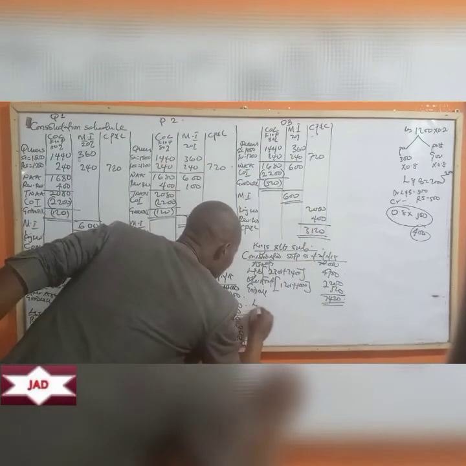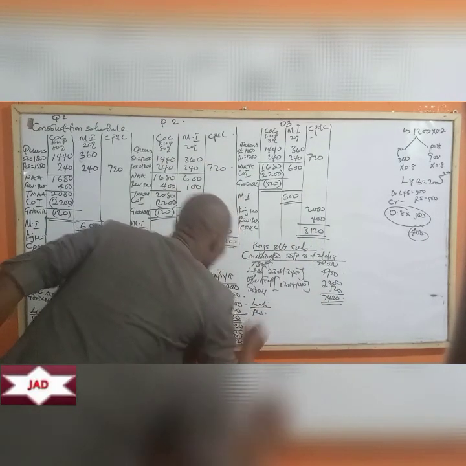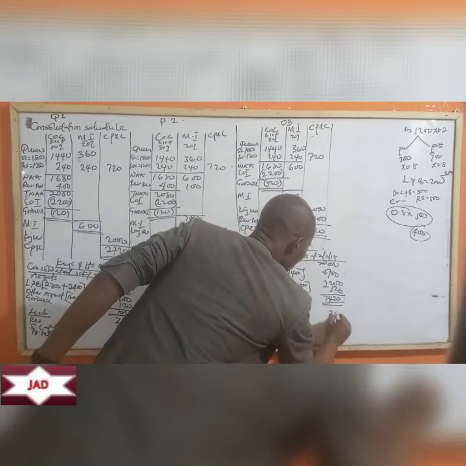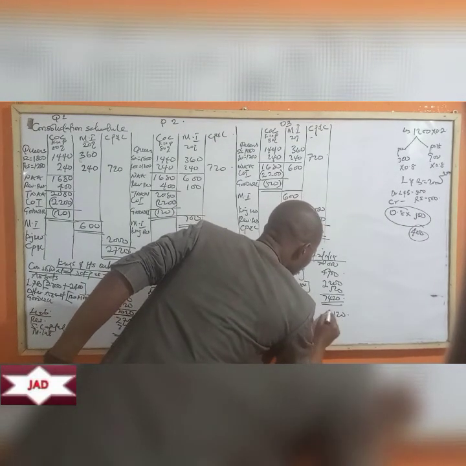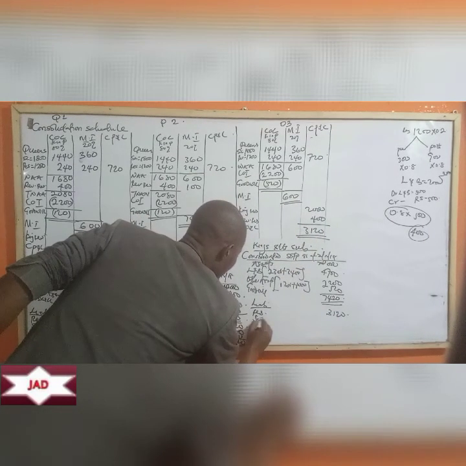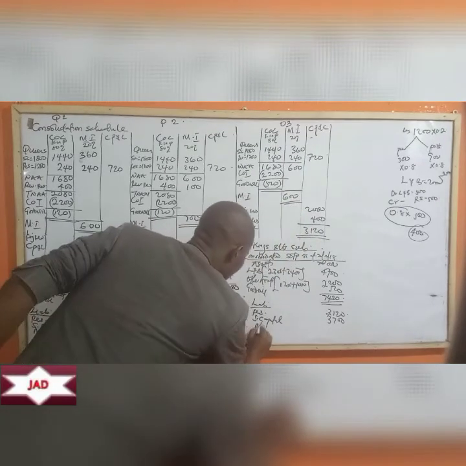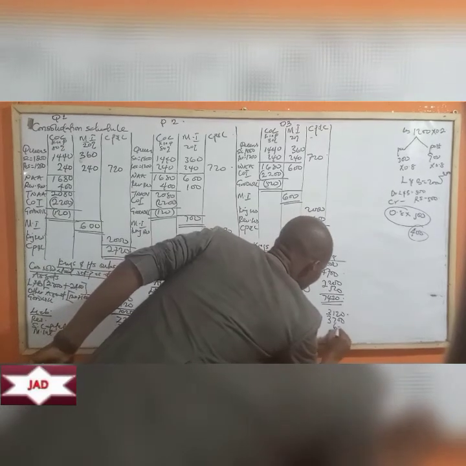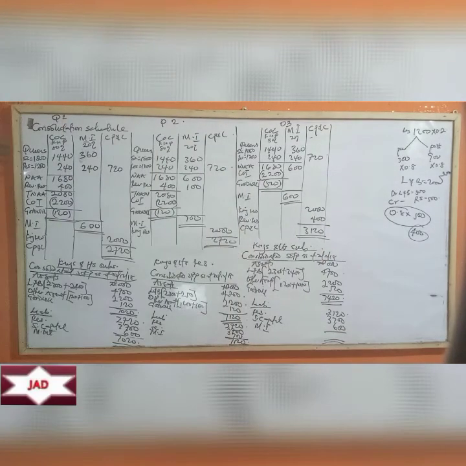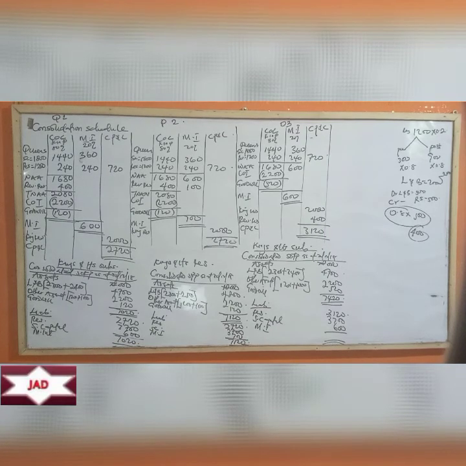So what are our liabilities now? We have our reserve. What's the reserve here? 3,120. What's our share capital? 3,700. Minority interest is what? 600. So when you add up, what do you have? 3,120 plus 3,700 plus 600. 7,420.